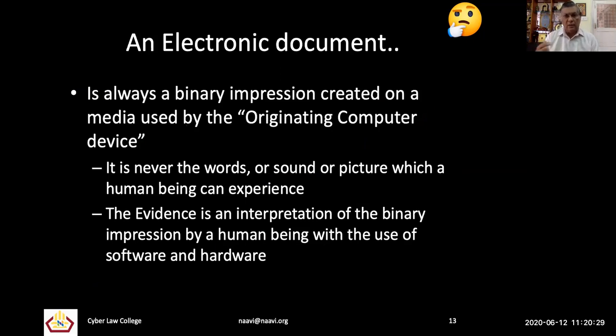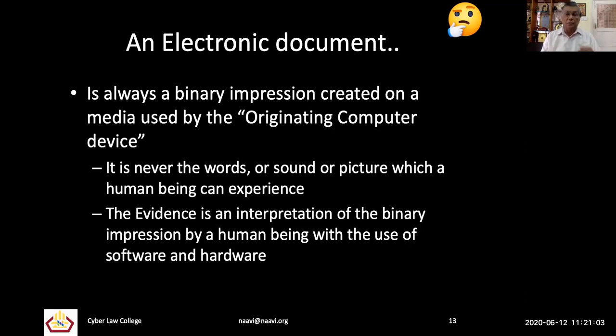So an electronic document is always a binary impression. It is created on a media used by the originating computer device. It is never the words or sound or picture which a human being can experience, which are all interpretations of the binary impression with the use of software and hardware. A person who knows Chinese will look at it if there is a Chinese rendition. Otherwise, for you and me, it may look like some unintelligible text.